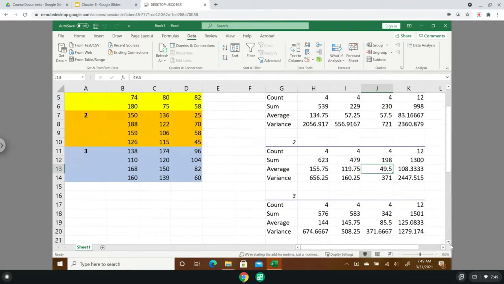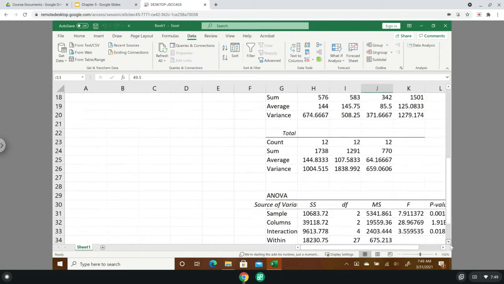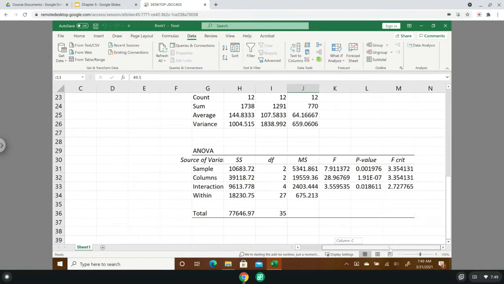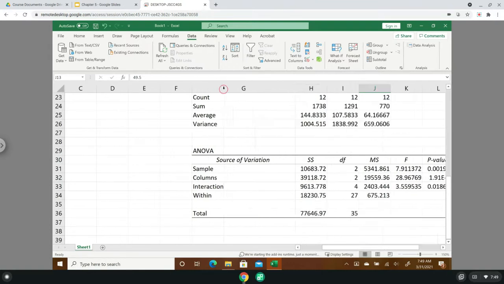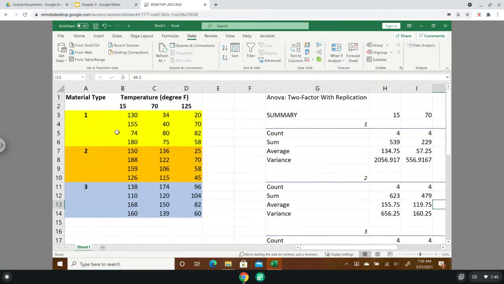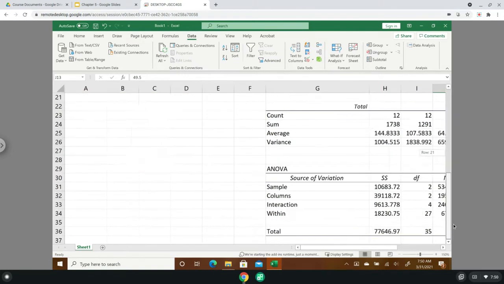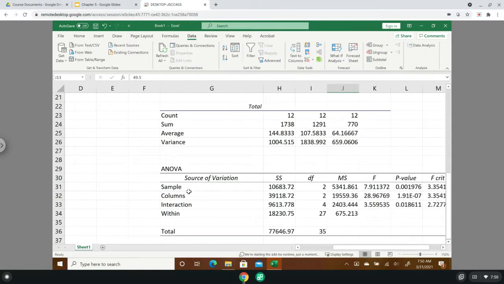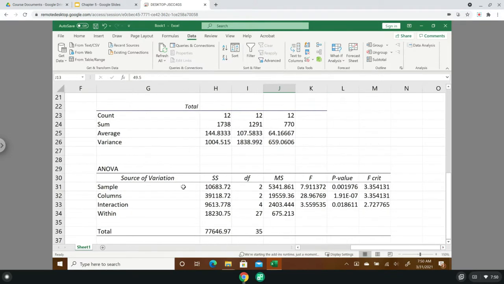And finally, what we are interested in is the actual ANOVA table. So let me scroll a little bit here. Let's take a look. Source of variation. The total variation in our data is divided into three different groups. First of all, let's take a look at the different columns in the ANOVA table.